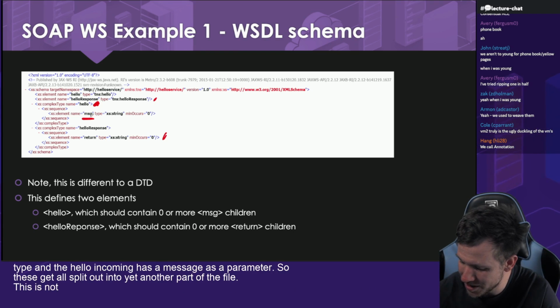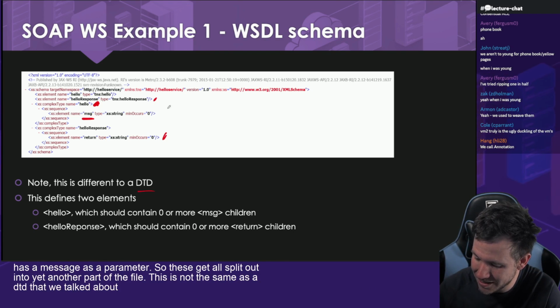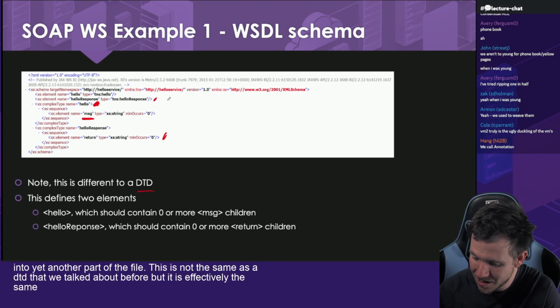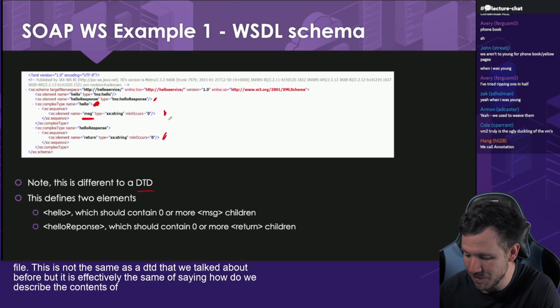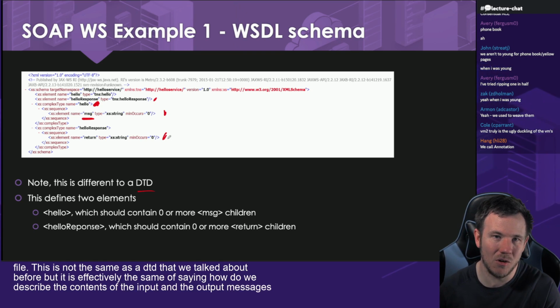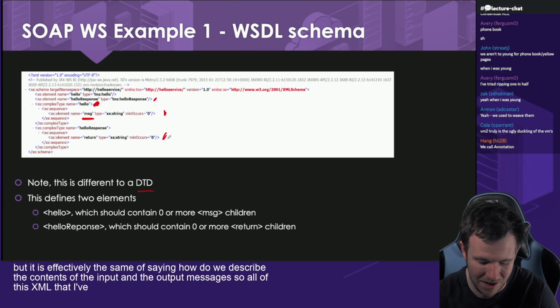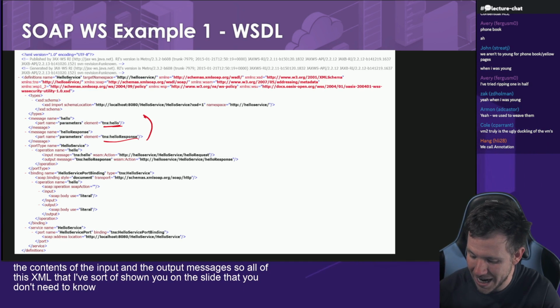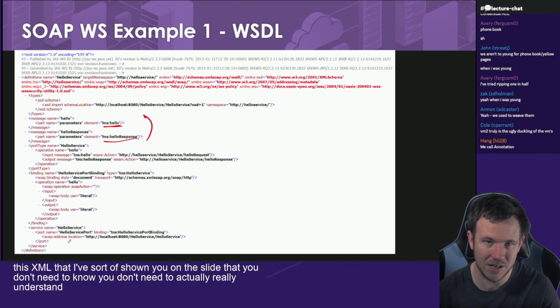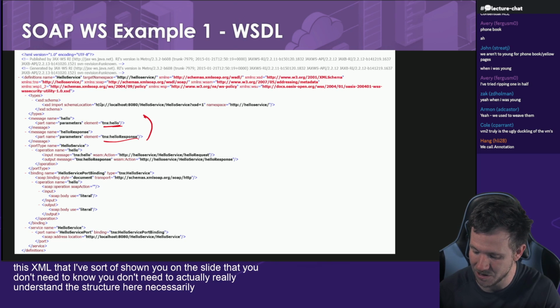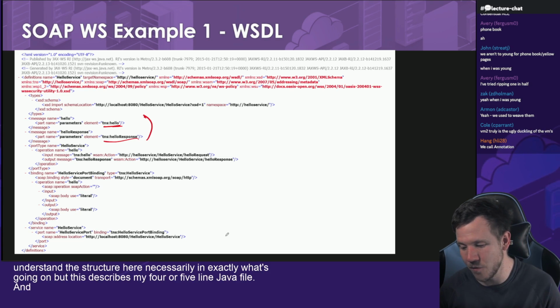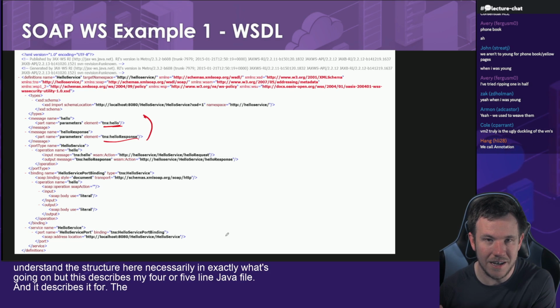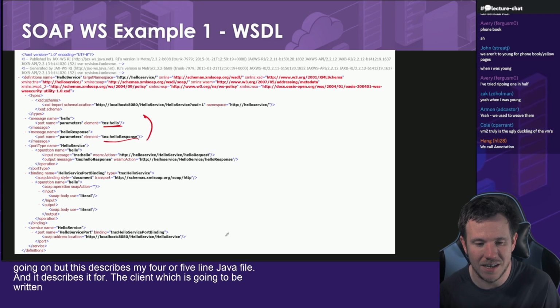This is not the same as a DTD that we talked about before, but it is effectively the same of saying, how do we describe the contents of the input and the output messages? So all of this XML that I've shown you on this slide, you don't need to actually really understand the structure here exactly, but this describes my 4 or 5 line Java file. And it describes it for the client, which is going to be written in PHP on the next slide.